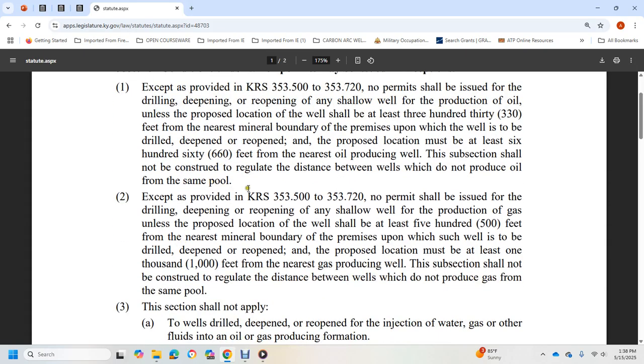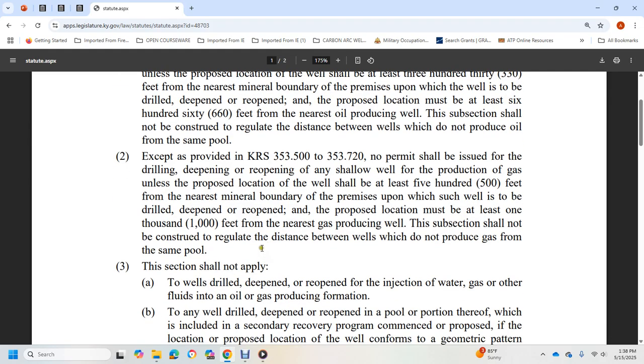Except as provided in Kentucky Revised Statute 500-720, no permit shall be issued for the drilling, deepening, or reopening of a shallow well for gas production unless the proposed location of the well is at least 500 feet from the nearest mineral boundary of the premises upon which such well is drilled, deepened, or reopened. The proposed location must be at least 1,000 feet from the nearest gas-producing well. This subsection does not regulate the distance between wells that do not produce gas from the same pool.